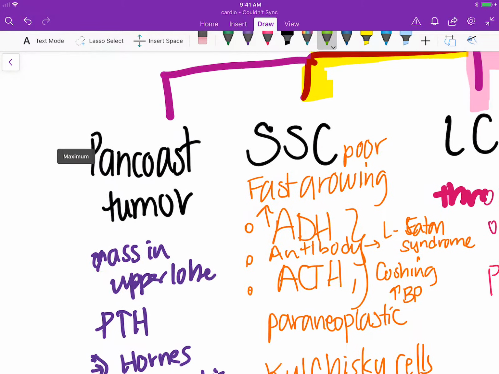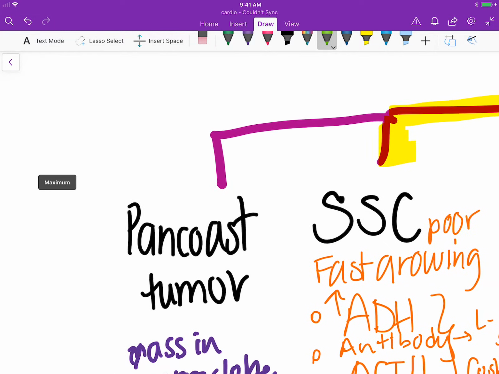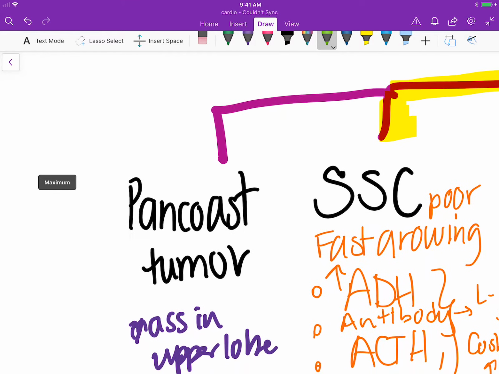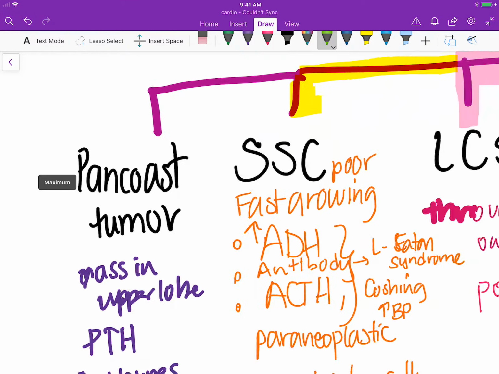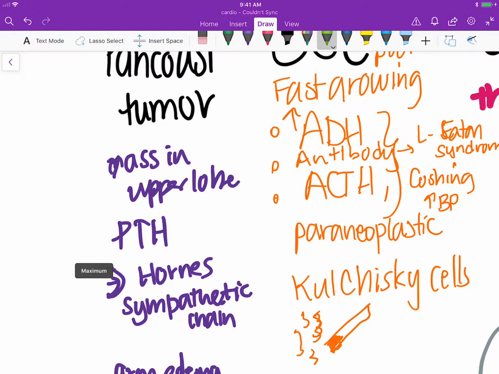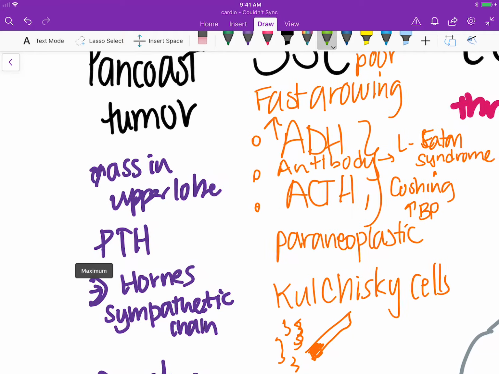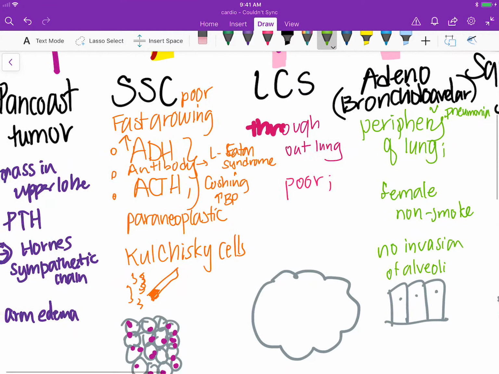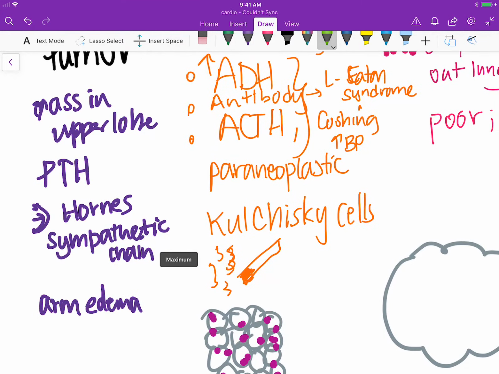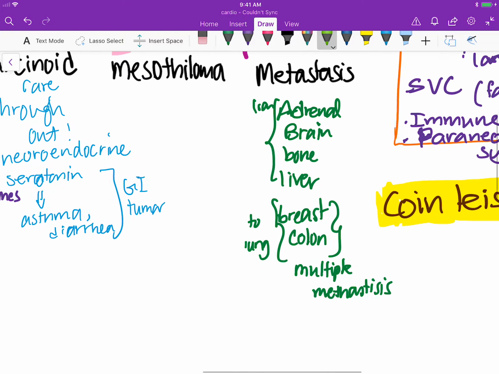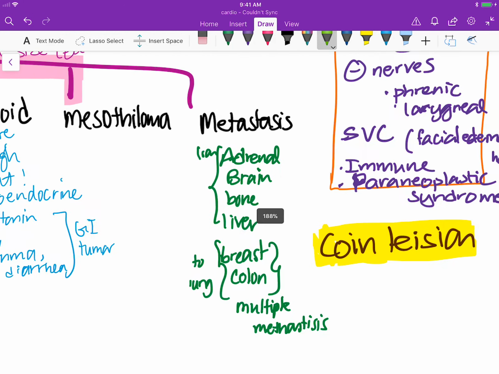Now, you also have something called a Pancoast carcinoma. Pancoast is the name of the radiologist that discovered it. That's why it's called Pancoast carcinoma. It's a mass in the upper lobe. If you have a mass in the top of your lung, it's going to release PTH. Also, it can do a bunch of things. It can compress your sympathetic ganglion chain, so you get Horner syndrome. You're also going to see signs of edema in your arm and neck.